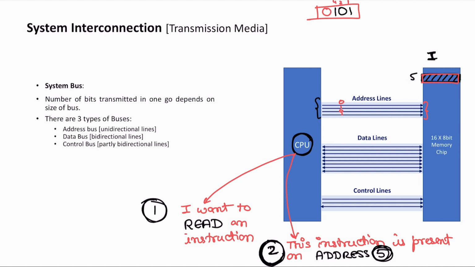Now the first thing that CPU wants to tell main memory is, I want to read an instruction, right? Reading an instruction is a signal which specifies what type of operation will be performed by CPU on this particular cell, address 5 cell, the cell having address 5. And CPU will send this information through control lines.